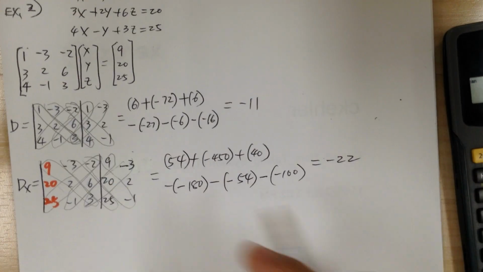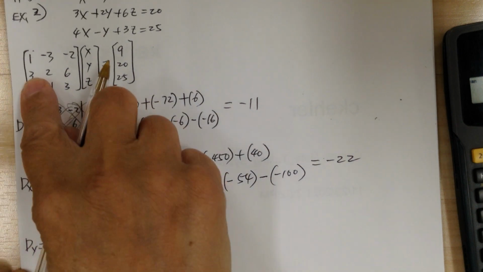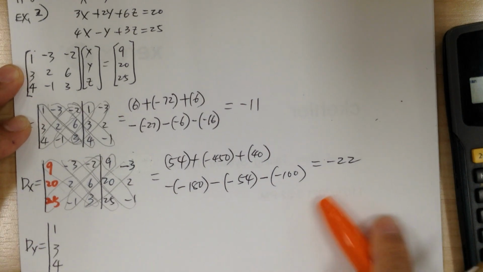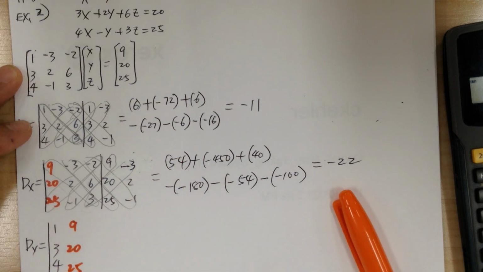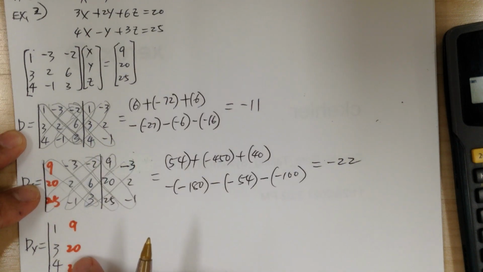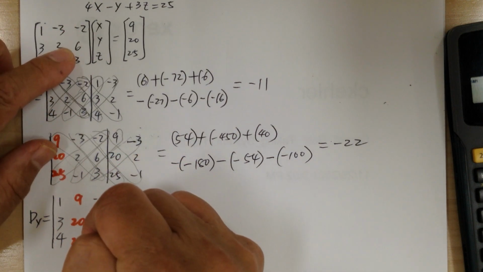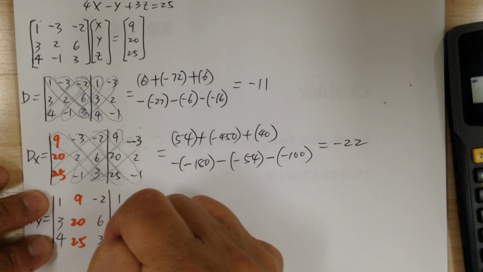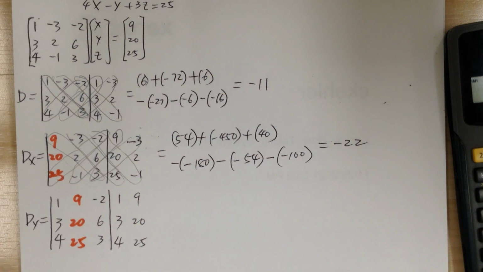Okay? Now let's go and do Dy. Again, you go back to your original, so you've got 1, 3, 4. Now for Dy, you have to replace the y column with the 9, 20, 25. So again, for D of x, you replace the x column with that. For Dy, you replace the y column with that. And again, make sure you get back to your original z column. Now copy the first two columns. Then you do the diagonal.